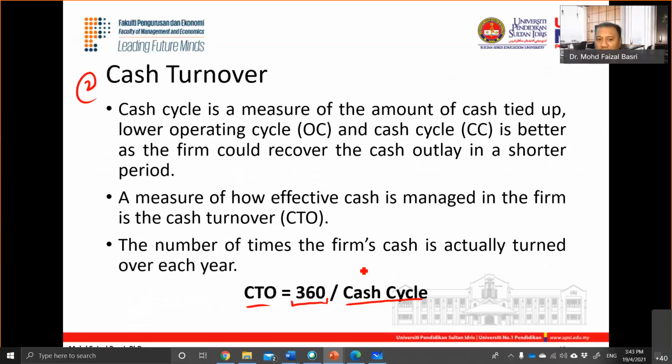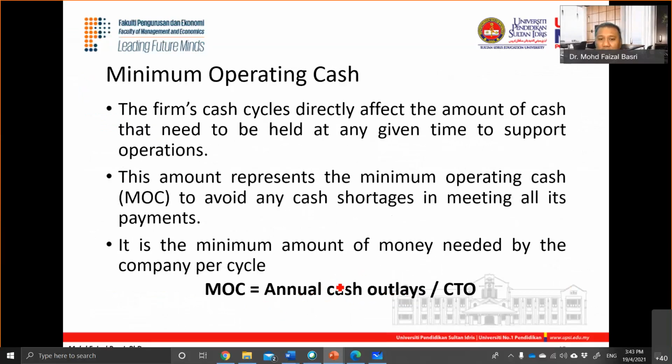Once you have the cash turnover in times, we're going to calculate the final information. This is actually the one that we want to find in the first place: what will be the minimum operating cash required? The reason we have the cash conversion cycle method is to find the minimum amount of cash they need to have. Anything less than that will be insufficient, and they will face liquidity problems. This amount represents the minimum operating cash, and this minimum will avoid any cash shortages.